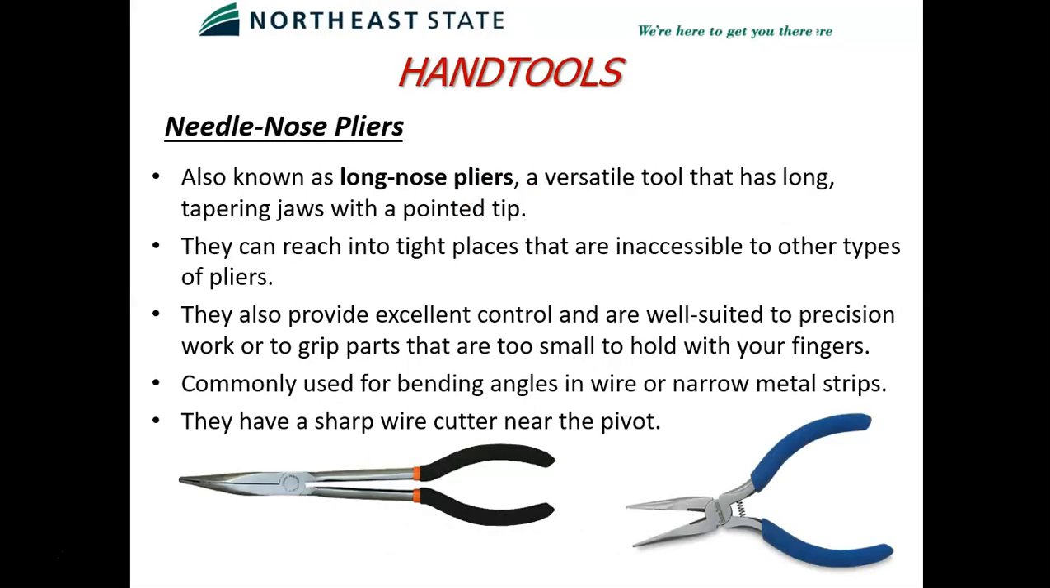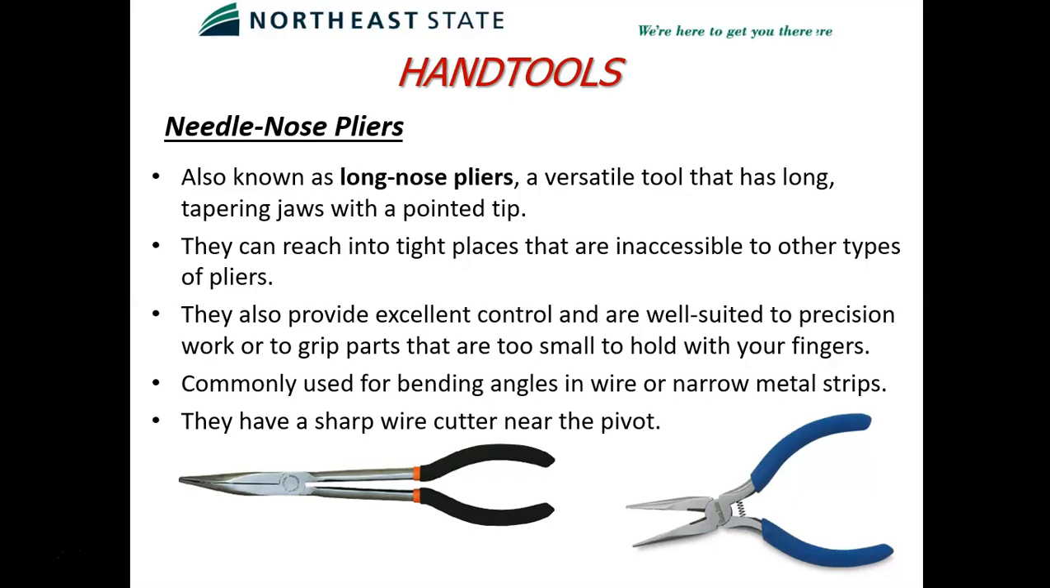Needle nose pliers. These come in different shapes, sizes, curvatures. These are basically to get into tight places where normal pliers can't go, or they're used to handle smaller objects like snap rings and things. So things that are maybe too small to handle with your fingers, you can use needle nose pliers to handle.